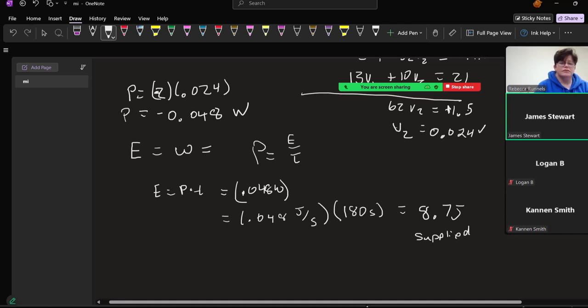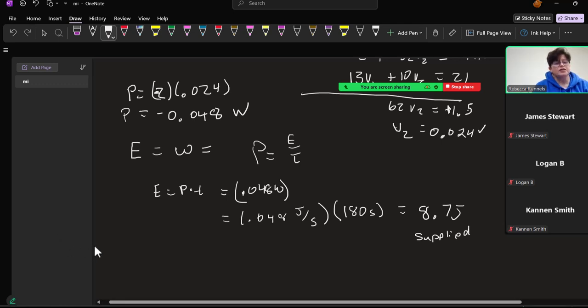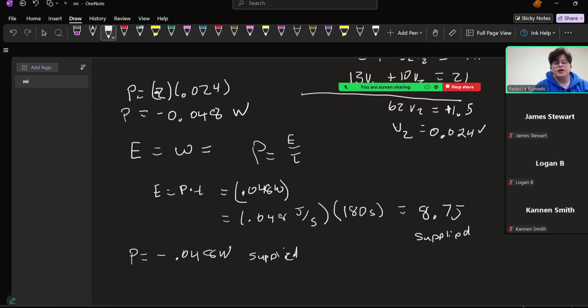Is it wrong to leave the negative sign? It is. You don't want to say negative 8.7 joules. You can't have the negative sign here. But for the power, you could say the power is negative 0.048 watts. But you cannot say the power is negative 0.048 watts supplied. So you either keep the negative or you say supplied, but I say don't keep the negative. It's like making a double negative, right, and it's just not really done.